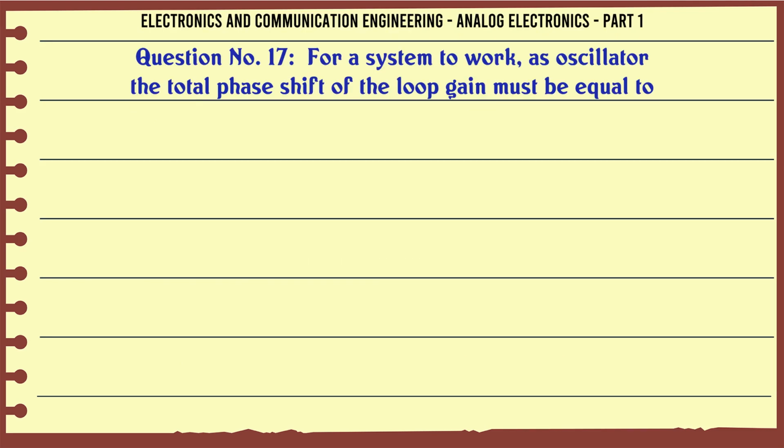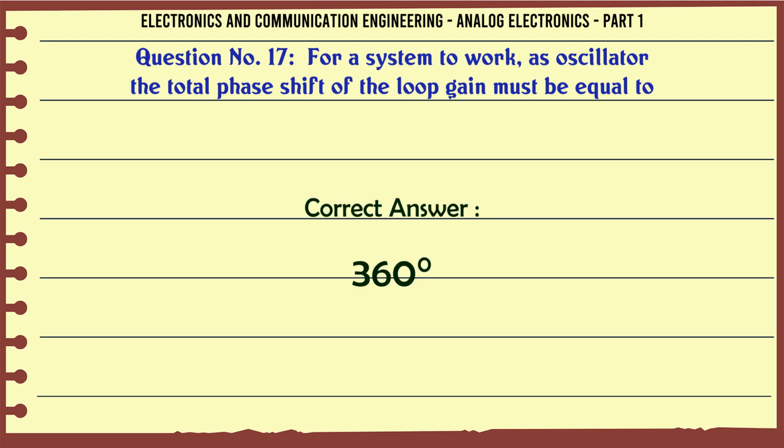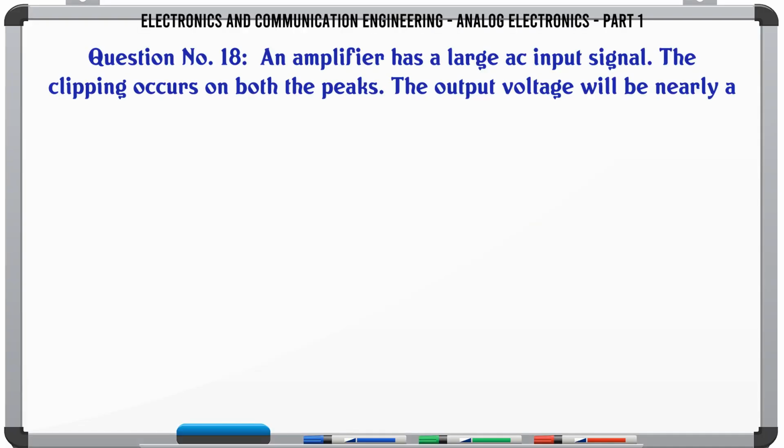For a system to work as an oscillator, the total phase shift of the loop gain must be equal to A. 90, B. 45, C. 270, D. 360. The correct answer is 360.